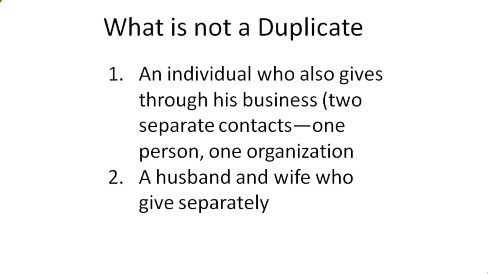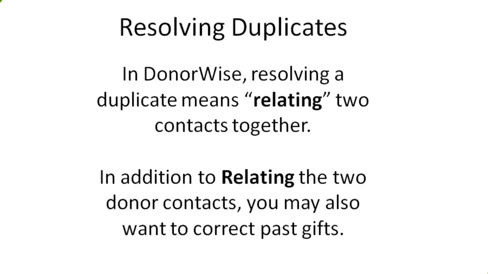Now, there are a couple things that are not duplicates. For one, if an individual gives through his business, that would be two separate contacts, one person and one organization. And number two, sometimes a husband and wife choose to give separately, so they're both valid and active donor accounts. In resolving duplicates, we do what in DonorWise is called relating two contacts together.